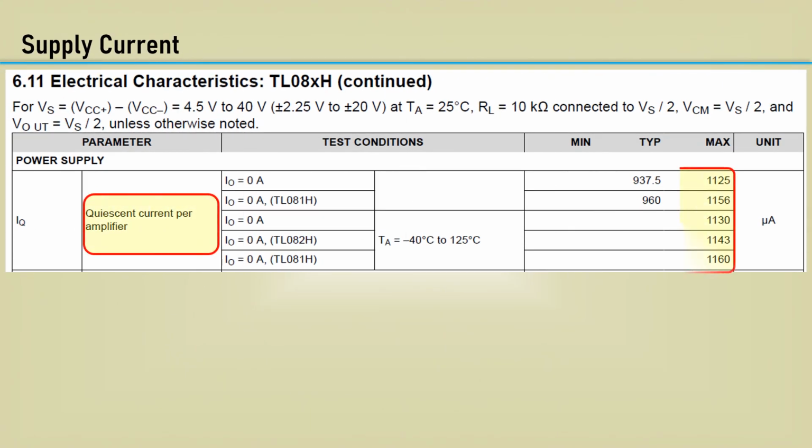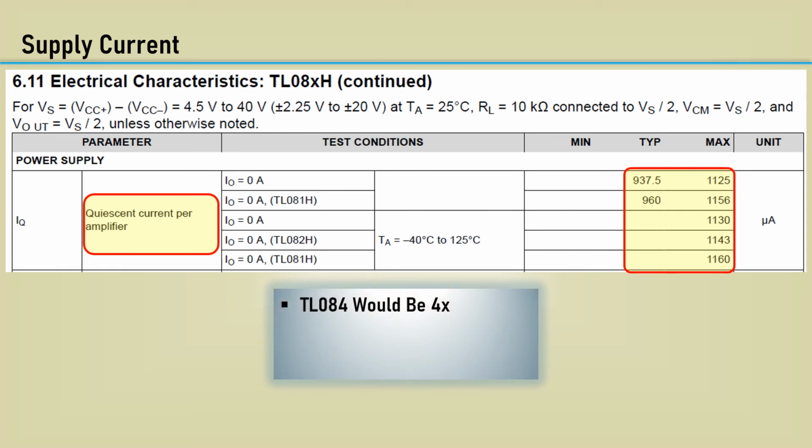Let's now look at power supply current. This is usually straightforward. The quiescent current is specified, which does not include the load current. It's usually specified as the current per amplifier, since the particular op-amp will be offered in a single, dual, or quad configuration. In the case of the TL084, it's a quad, so the quiescent supply current would be these numbers shown here times 4. The load current would need to be added to the quiescent current to get the total supply current.